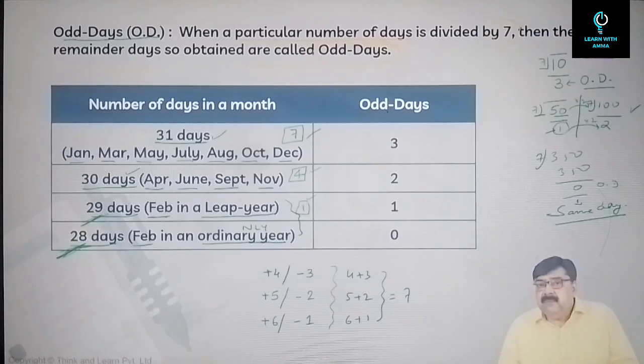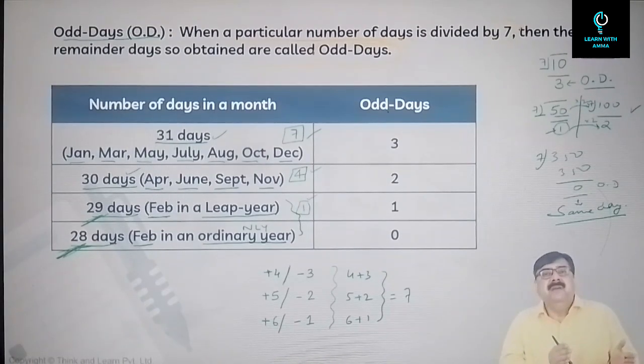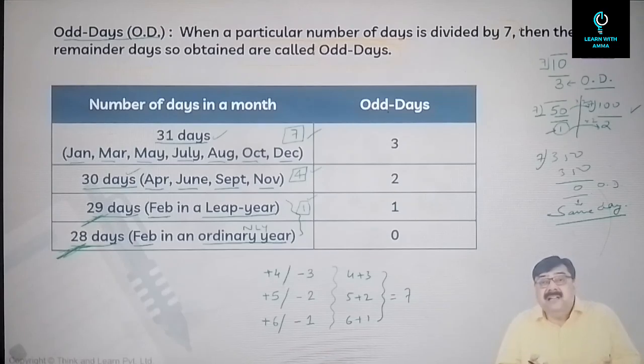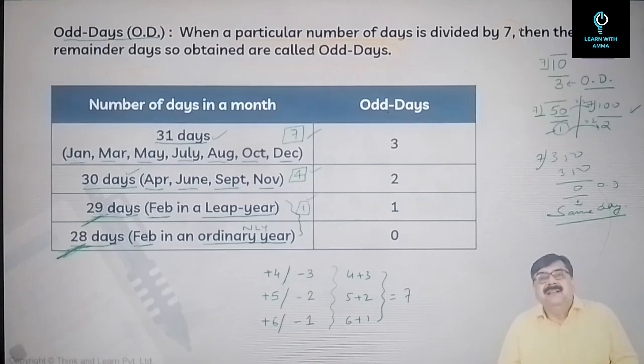Now, any month which has 31 days in it will have 3 odd days. Now, how do we get that? What do you understand by the term odd days? Once again, divide a number by 7, take the remainder. The remainder is extra days which are odd days. So, if you divide 31 by 7, it goes by 28 and the remainder obtained is 3. That is why any month which has 31 days in it will have 3 odd days.